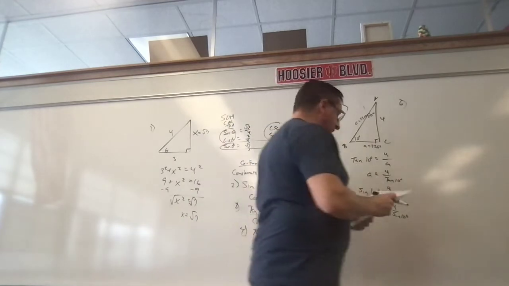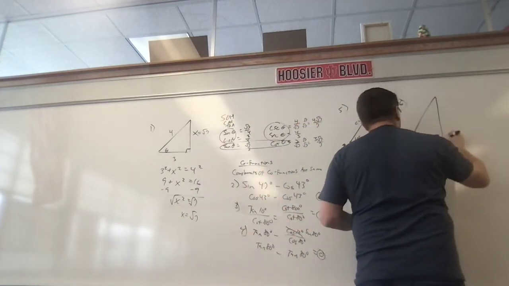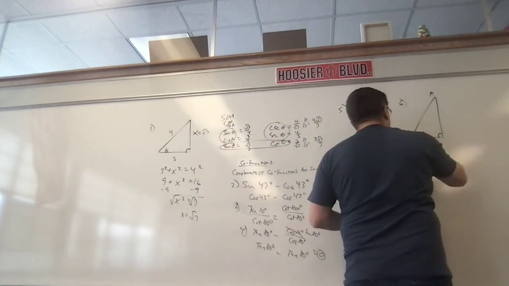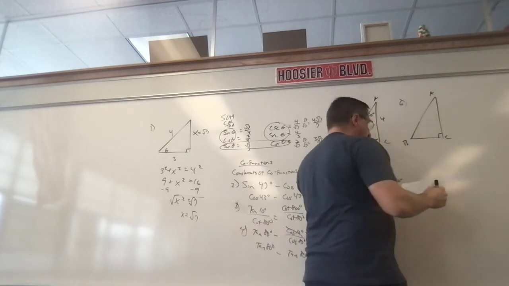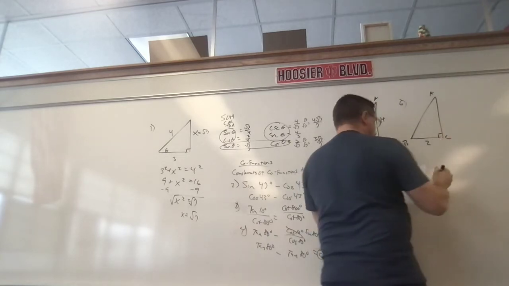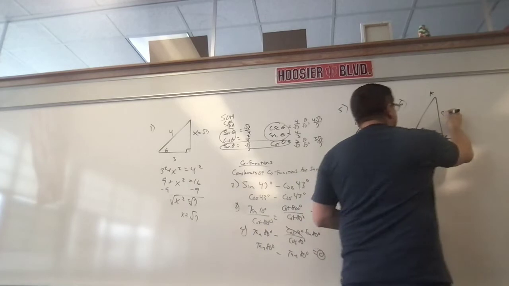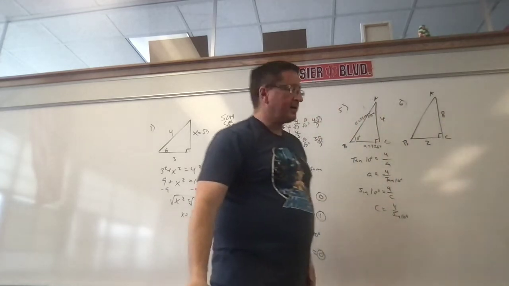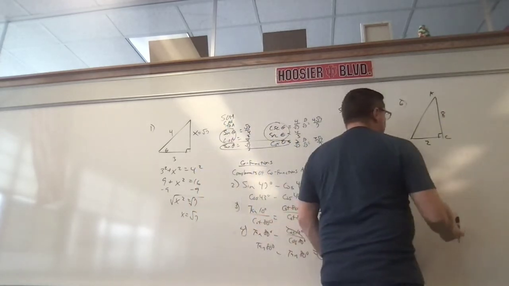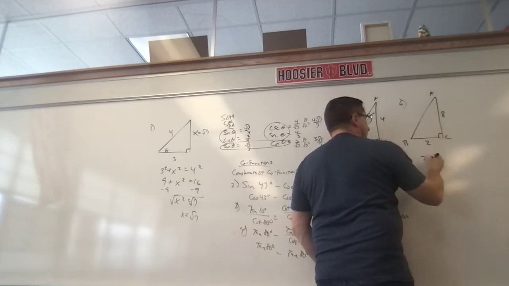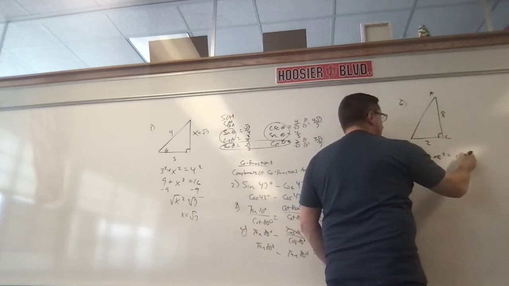Number six, another right triangle. So again, let's draw a right triangle, A, B, and C. They tell us C is 90. Little a is 2, little b is 8. Nope, that's supposed to be an 8. Okay, I'm going to use the Pythagorean theorem here in order to find this side. So 2 squared plus 8 squared equals C squared.